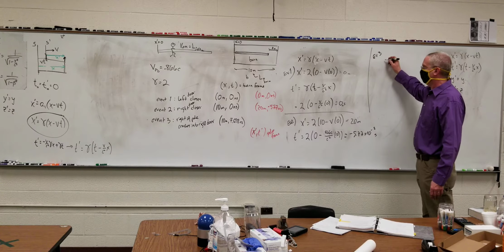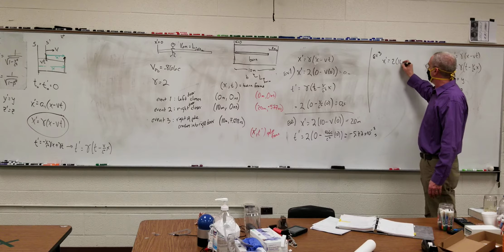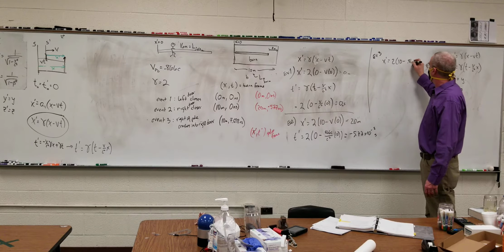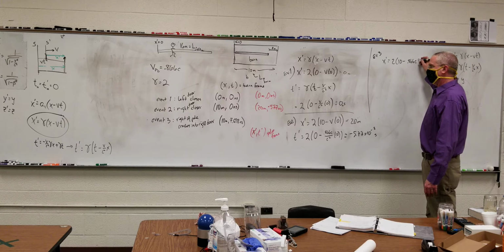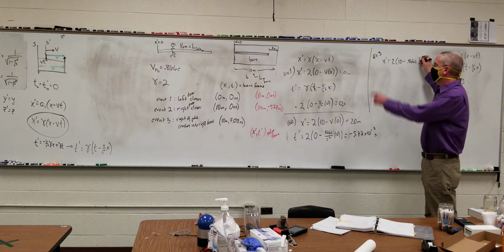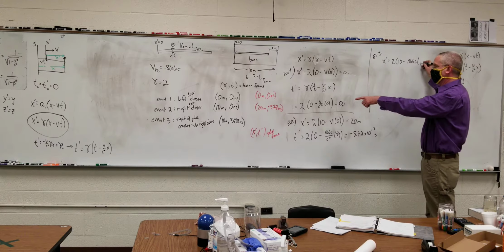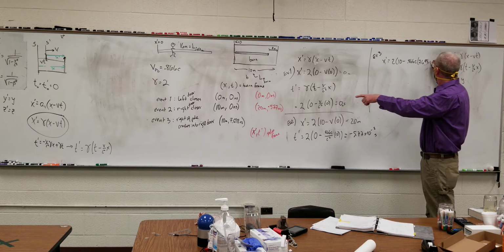Event 3, x prime is equal to 2 times 10 minus 0.866c times the time, which was 7.698 times 10 to the negative 9.